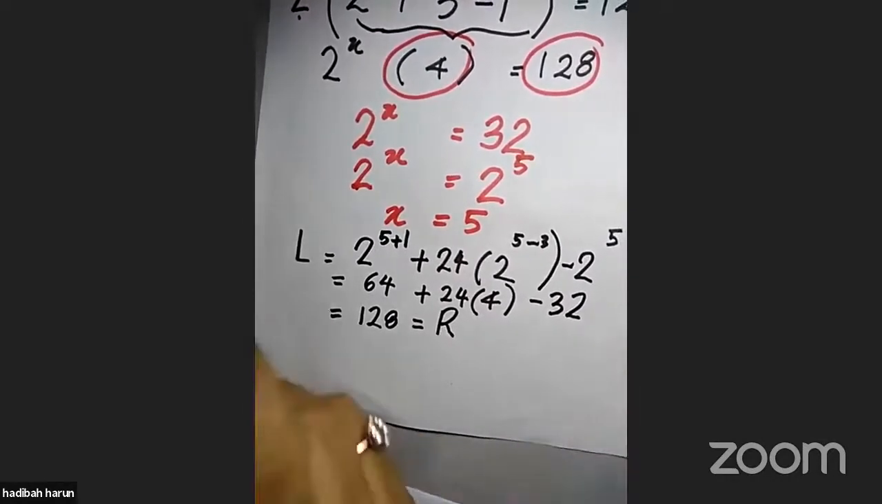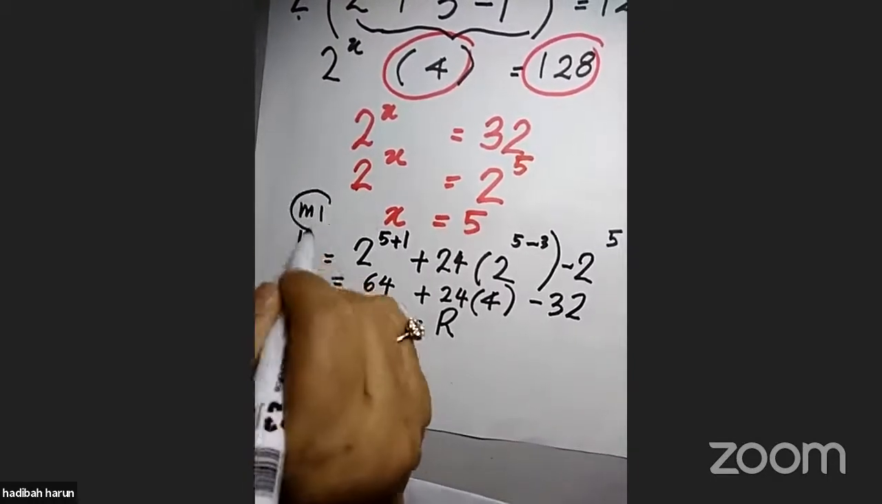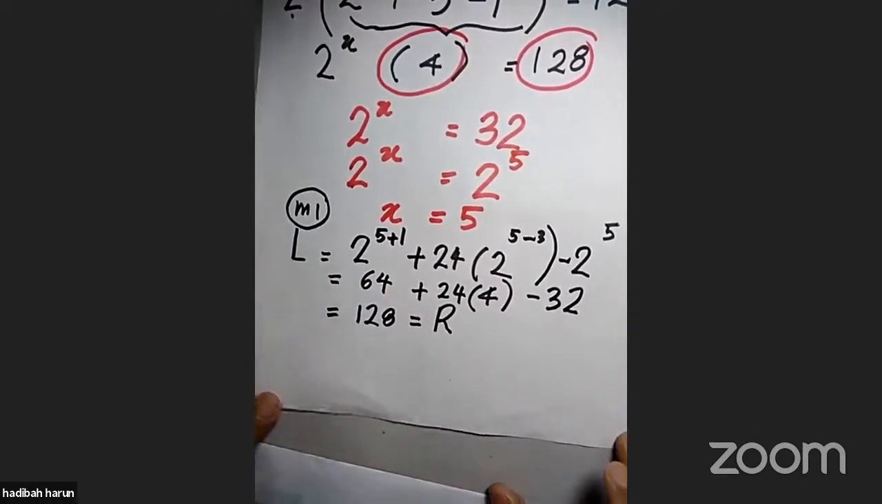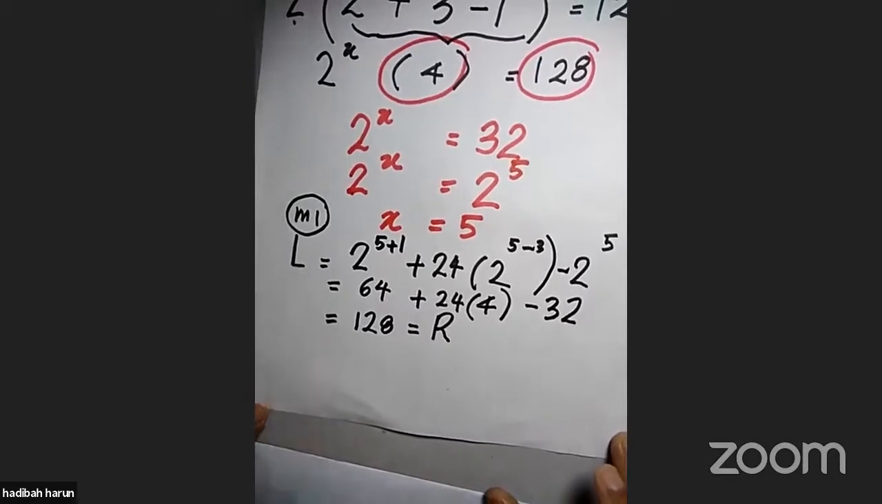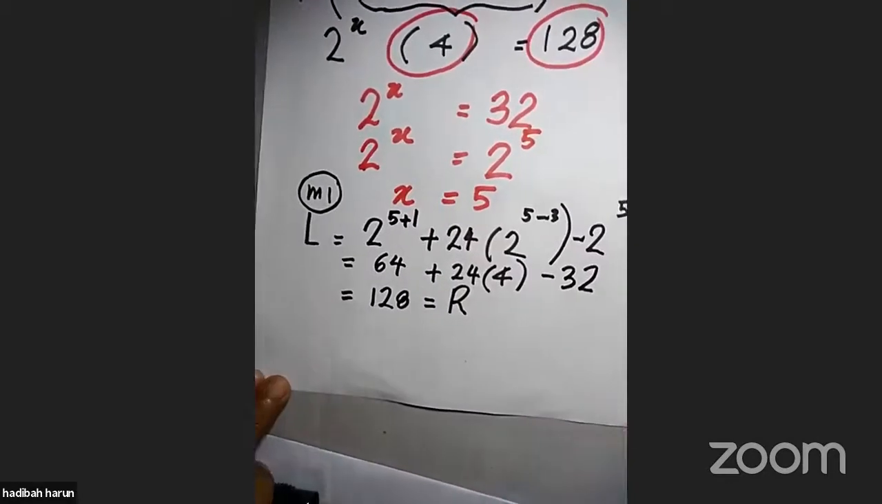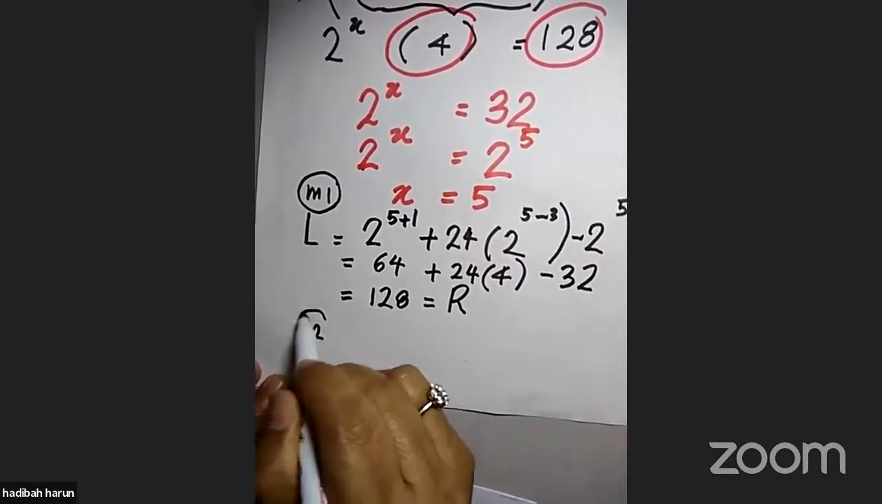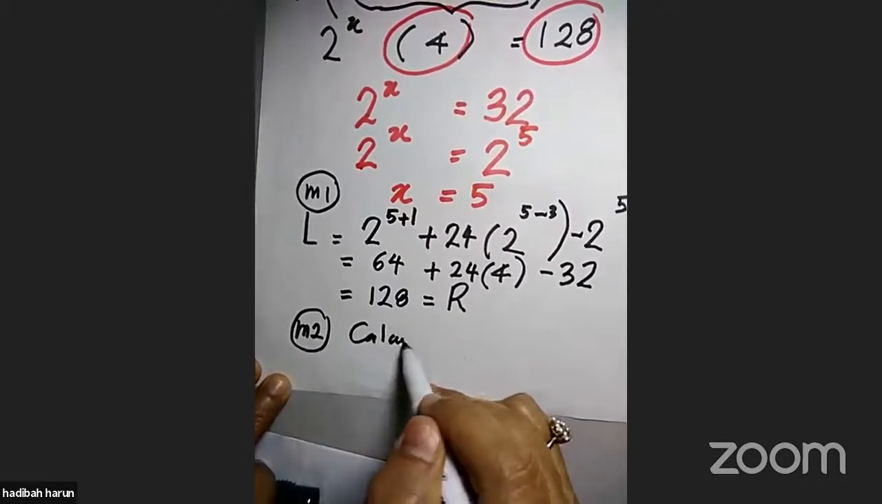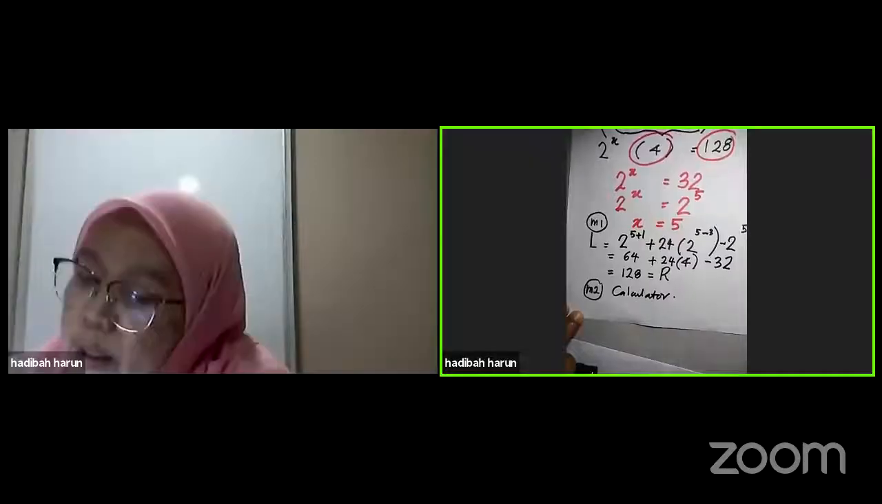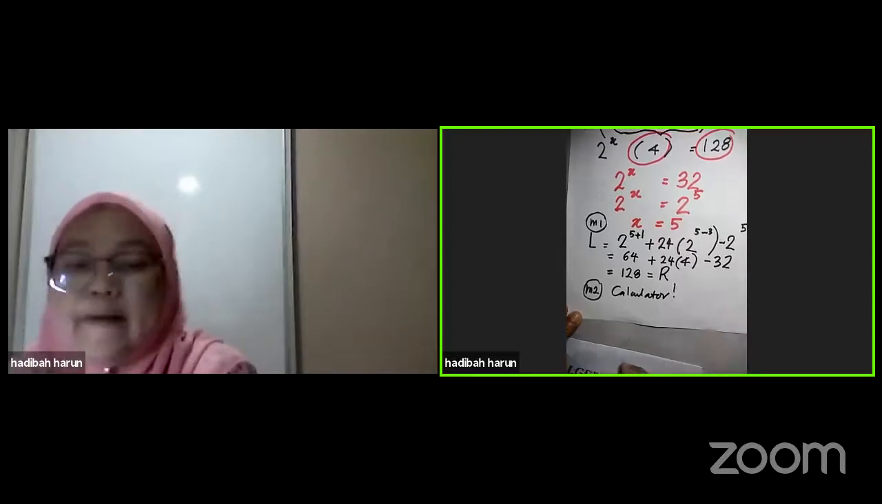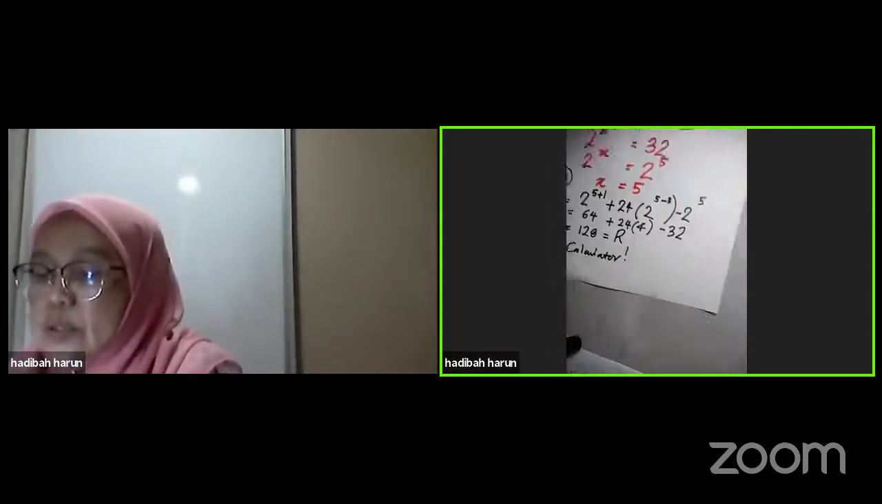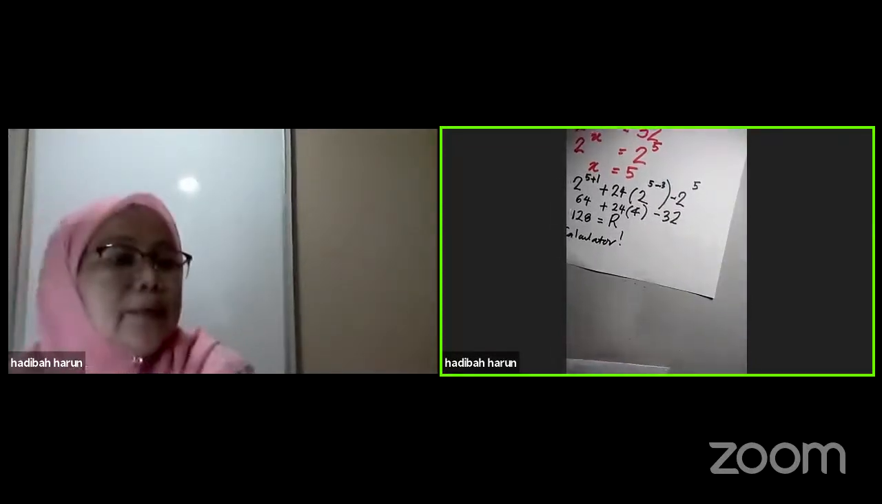This is manual checking, which I label as method 1. Can you use a calculator by the way? Of course you can. So you can check by using the calculator. Let's try to get the answers from the calculator.